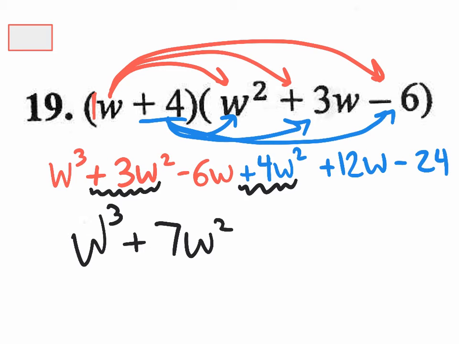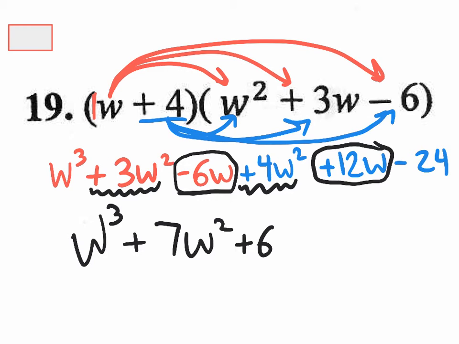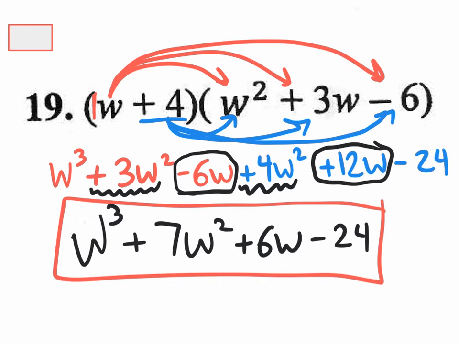Okay, and then we need to go for the W's now. We have a negative 6W right here. Actually, let me circle it. And this positive 12W right there, what do we get? Plus 6W. And last, our last value should be our constant, and the only number out there, we don't have to combine it with anything, is just the minus 24. We bring that down, and we are done. Easy.